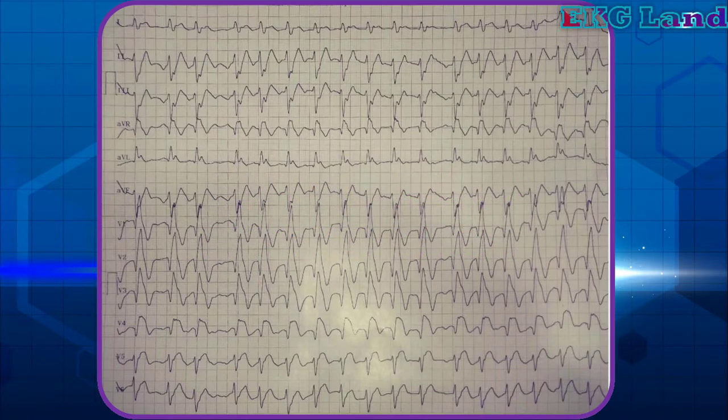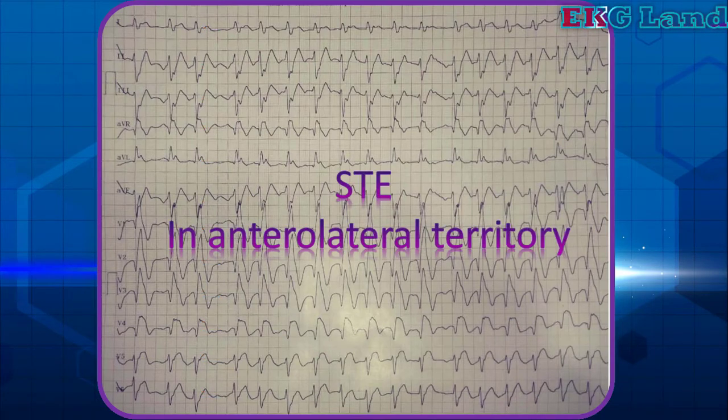Next part is examining STT changes. To determine ST segment changes, first mark J points. Here, the J point is not obvious enough in all leads, except V1 and V2. As you see, there are ST segment elevations in V2 to V6, D1 and AVL. No particular ST depression is present. So, we have ST elevations in extensive anterolateral territory.